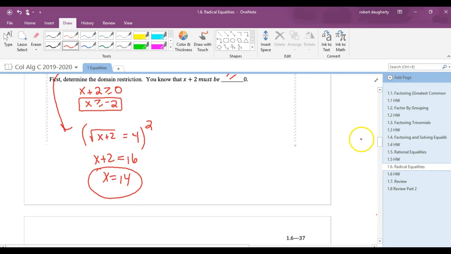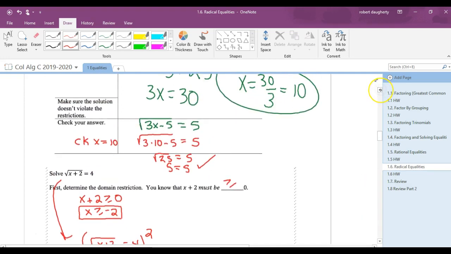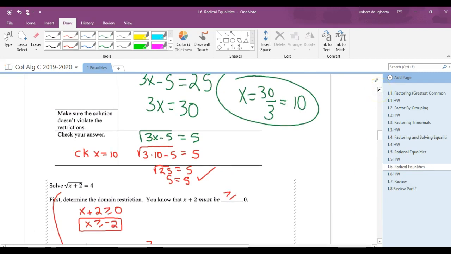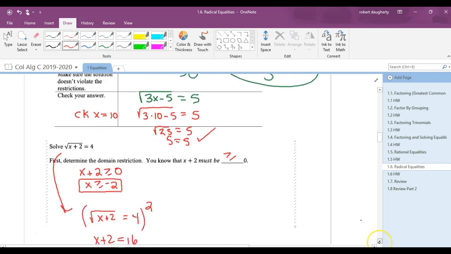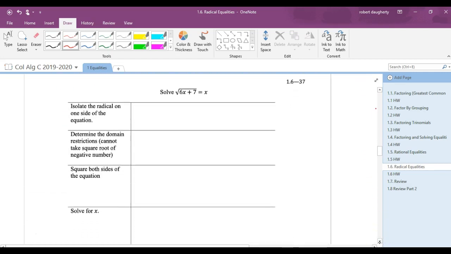What I was doing here, it's always a good practice to check your answer. So go to the original problem. If x is 10, just plug in a 10 and see if you get a true statement. Where this is really important is if you get two answers. We're going to have a few in a minute that come up with two answers. And one answer will work and one answer doesn't work.